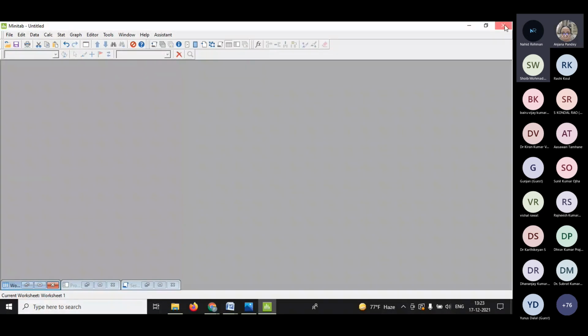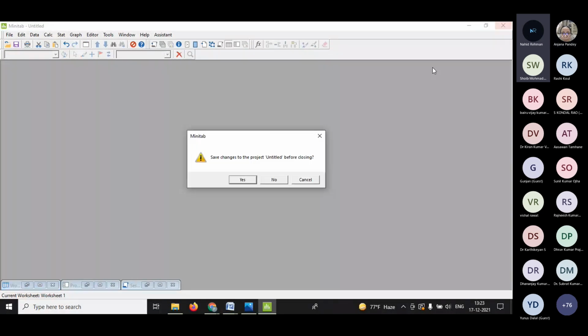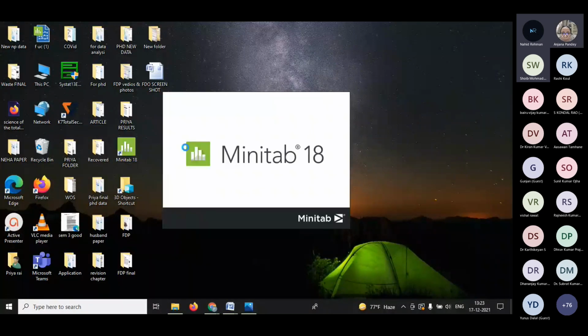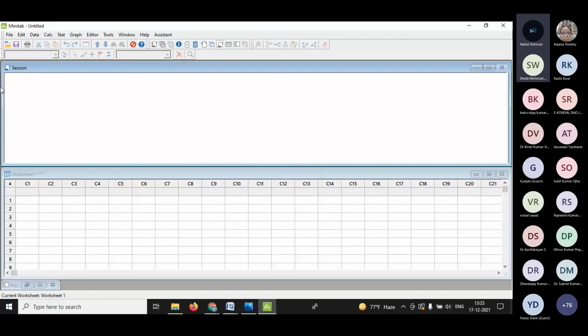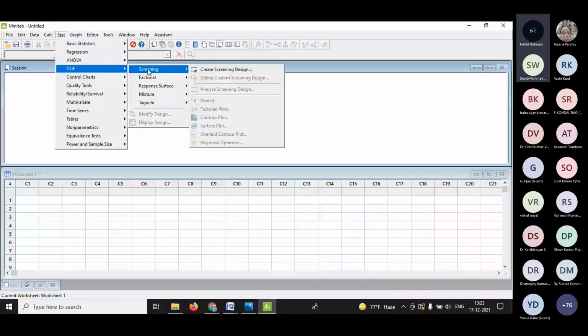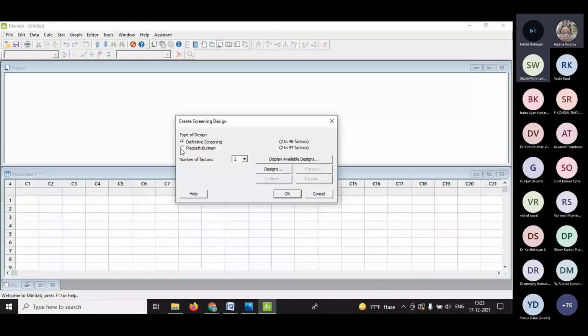Just hold on. She'll do it again. She has to exit the program and then start again. She will start the Minitab here. Go slowly so that they will follow it. Go to the design of experiment. Click the response surface. Then create the statistical design. Slowly, you go slowly. And then select the design from here.